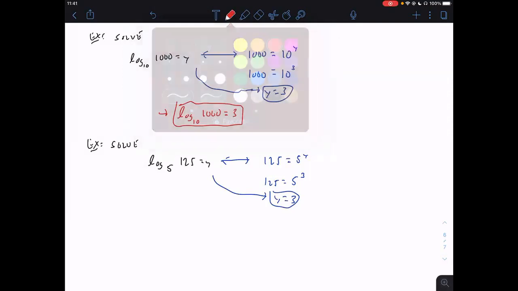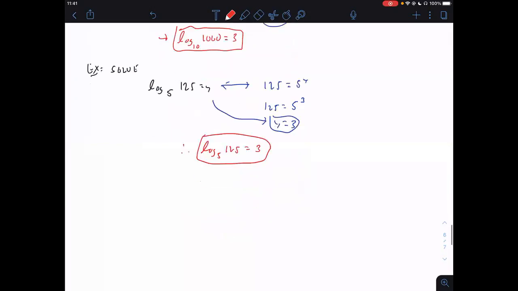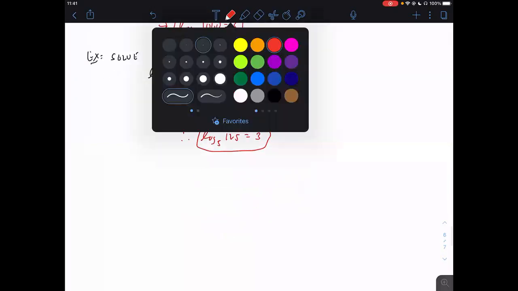All right, so thus the log base 5 of 125 equals 3. Okay, let's do one more example of this type of problem.